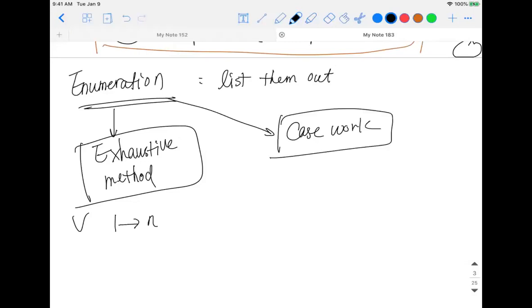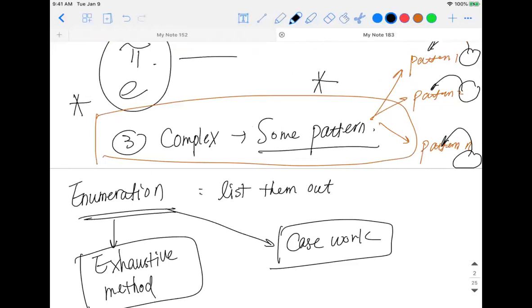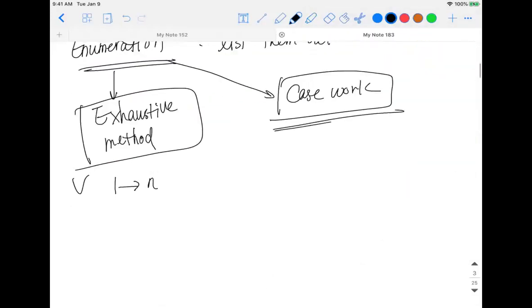Okay? In the enumeration method, like I said from here, there might be some patterns. Your $1 million question is to try to find out what is pattern number one and list out all the representatives under pattern number one. And then what is pattern number two? All the way, what is pattern number n? So the enumeration method actually has a very important technology, which is casework.